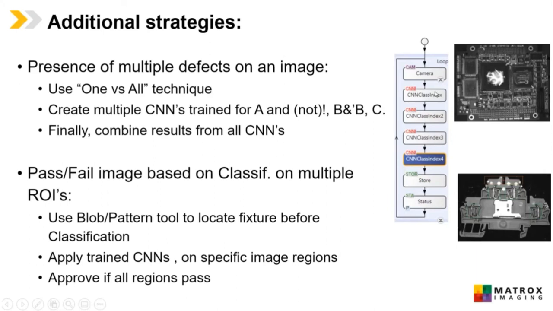And again, the flowchart coincidentally would look the same, except that in this case, each CNN would correspond to different regions of the part, right? So that's another strategy we use.